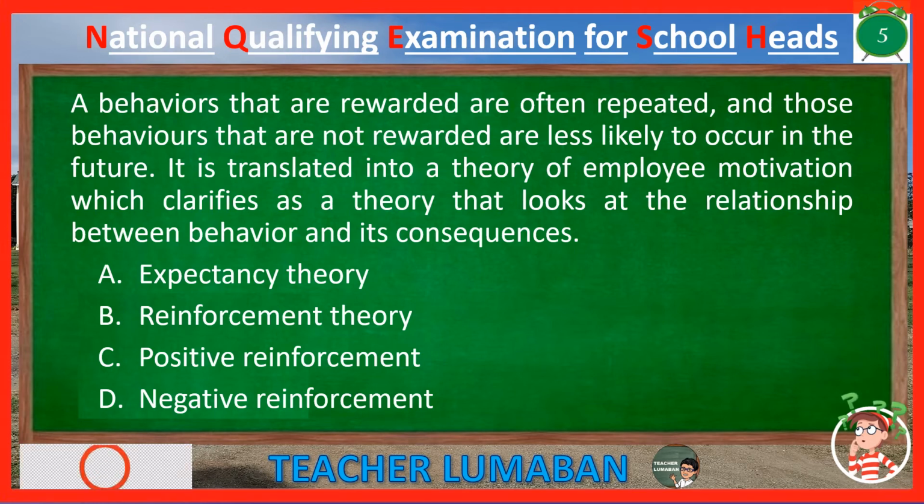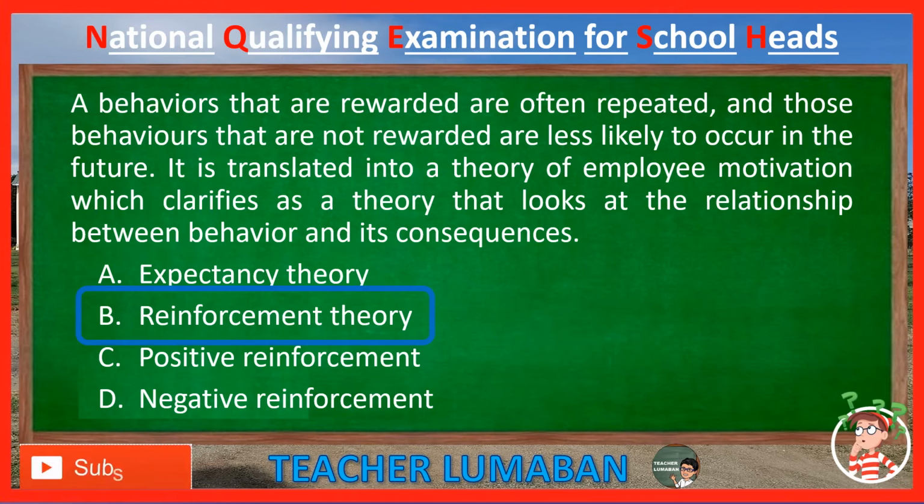5. 4. 3. 2. 1. The correct answer is letter B, reinforcement theory. Reinforcement theory holds that behaviors that are rewarded are often repeated, and those behaviors that are not rewarded are less likely to occur in the future. It is translated into a theory of employee motivation that looks at the relationship between behavior and its consequences.